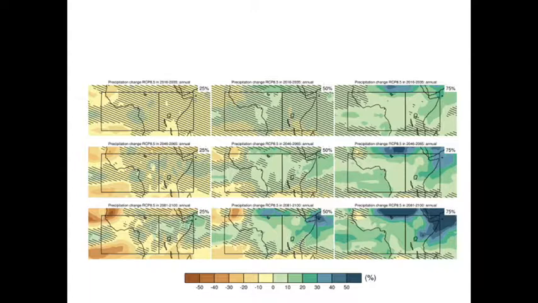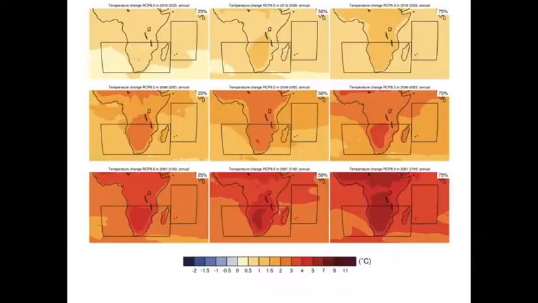And we see that the projections are for drier conditions in this region. And the opposite happens in the east side, with projections of more precipitation here and less precipitation on the other side.